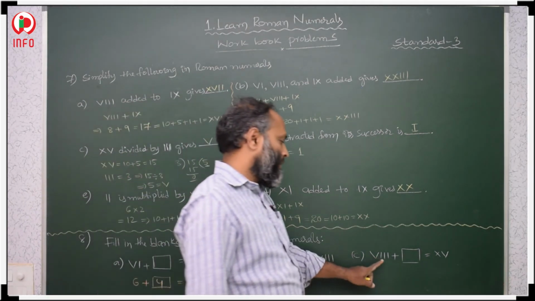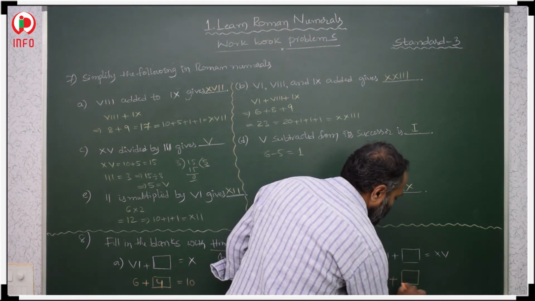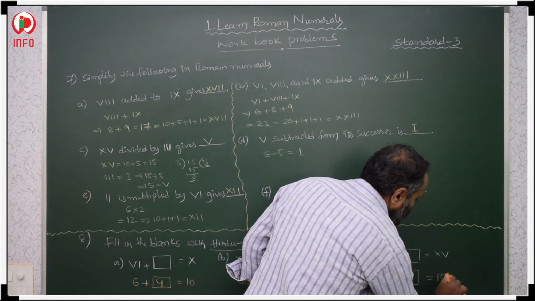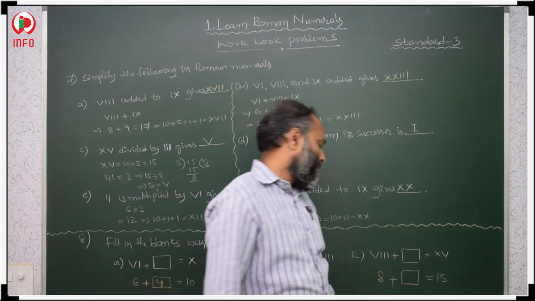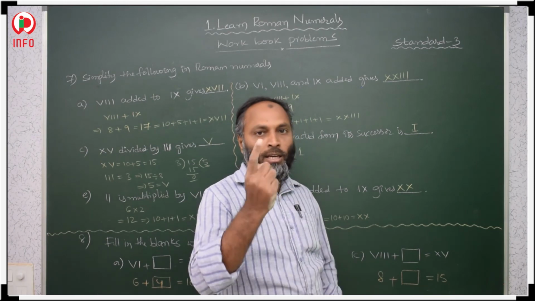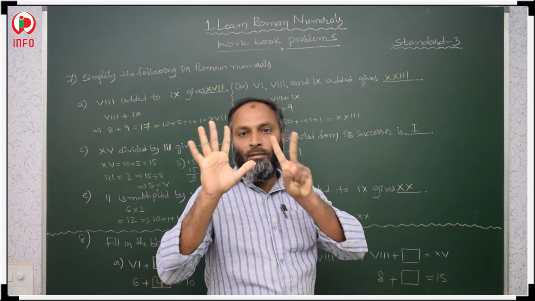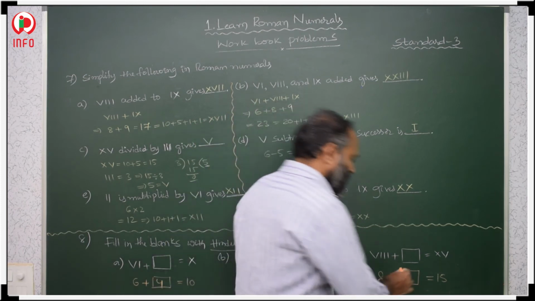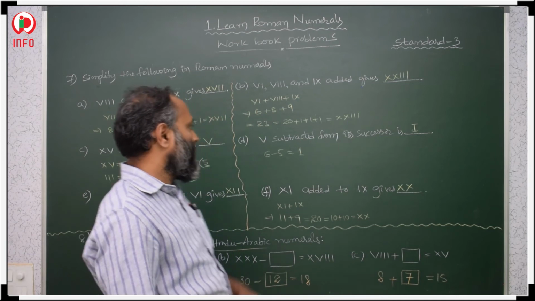Now here this is 8. 8 plus what makes 15? XV means X is 10, V means 5. 10 plus 5, 15. 8, 9, 10, 11, 12, 13, 14, 15. 8 plus 7 makes 15. So in this way we have to fill.